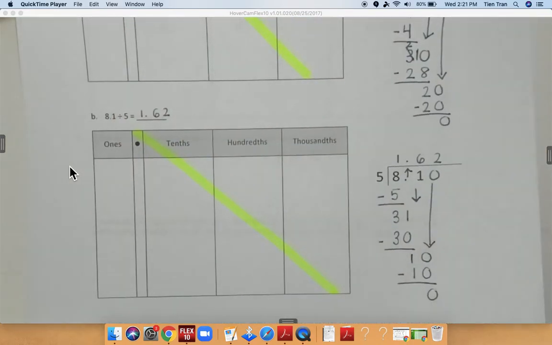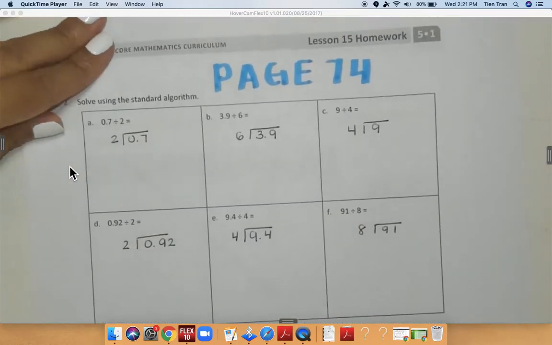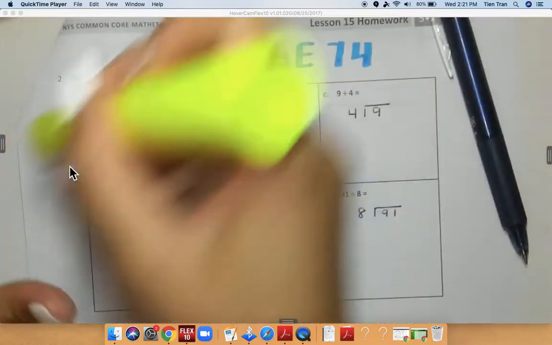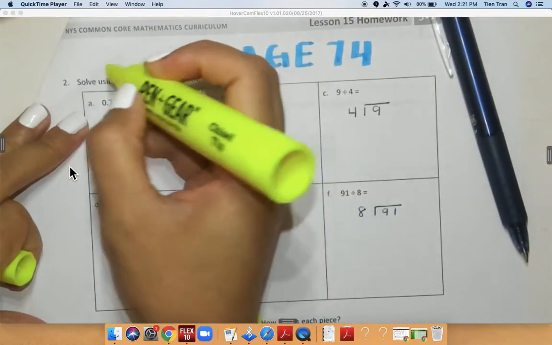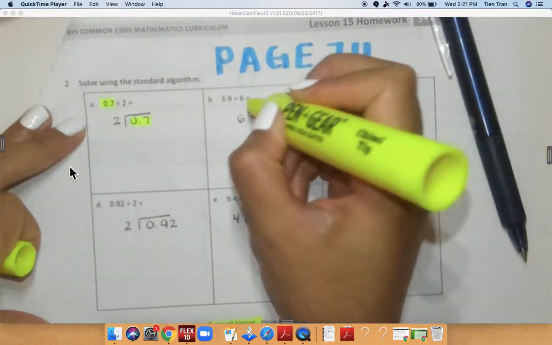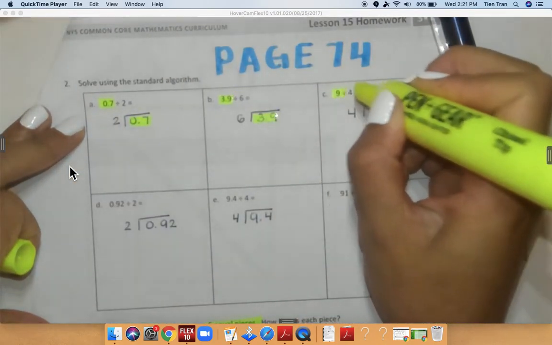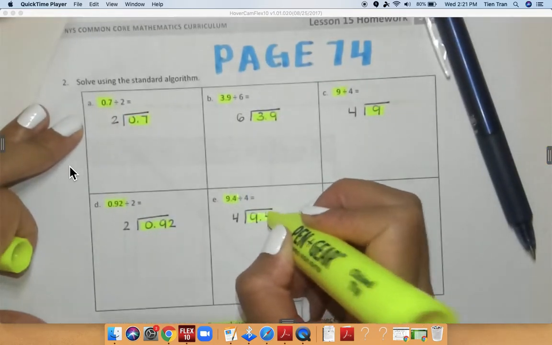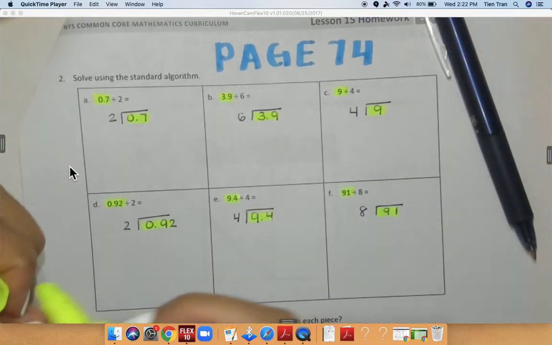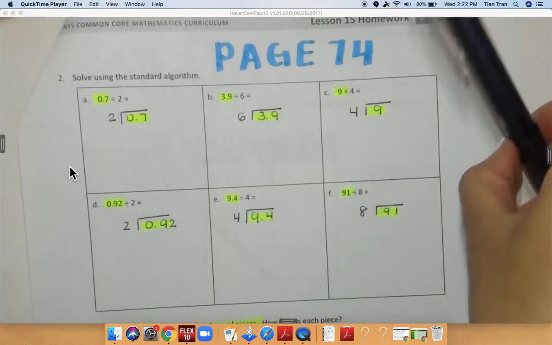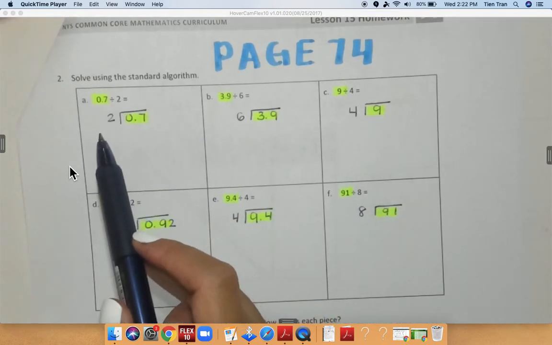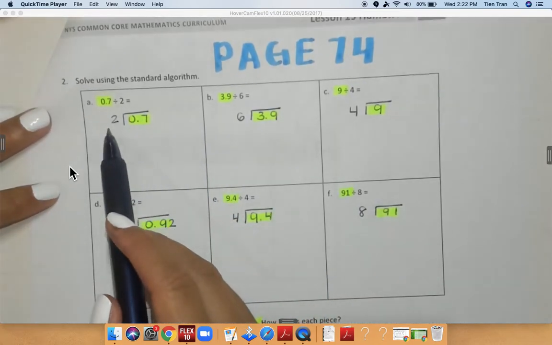Okay? Now we're going to turn the page. And for these, they also want you to practice using the standard algorithm. So that's what I'm going to do. The first number is always going to be your number that goes inside. Okay, so I'm going to highlight that so that you're clear that the first number you see is going to be the number that goes inside, and that is called your dividend. And your divisor is a number that is going to go outside. It is called your divisor.